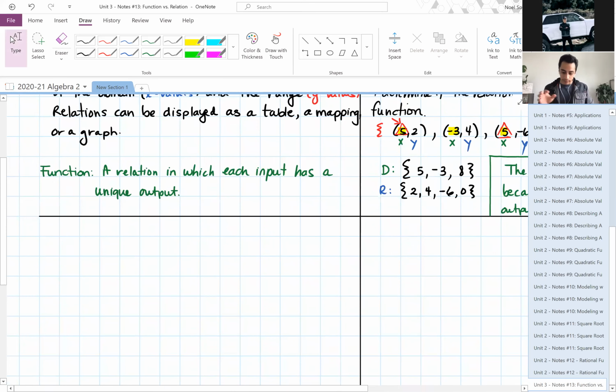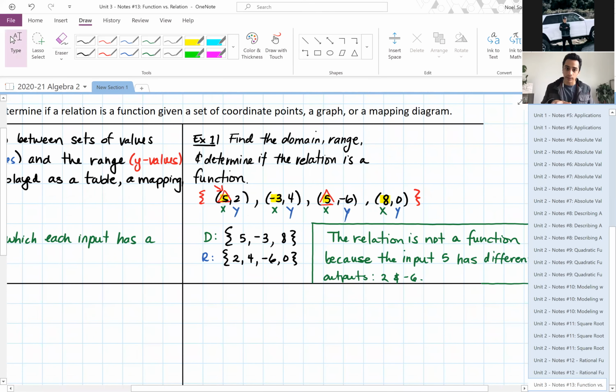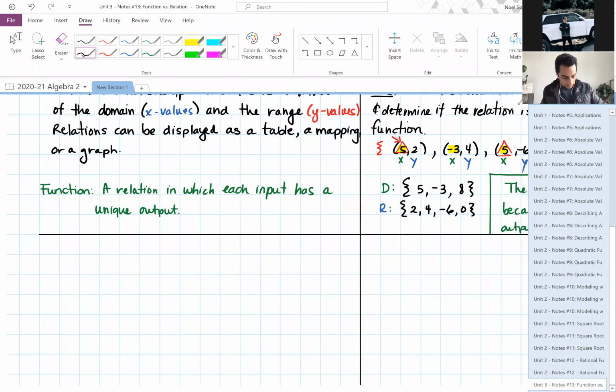All right, so that's what we call the ordered pairs. Here I gave you a set of ordered pairs, X, Y, and then we were able to determine this is domain, this is range. Here's how we know that it's not a function: because we identified the one input that provided 2 outputs. Okay, let's take a look at a table. Let's see if we can identify it from a table only.